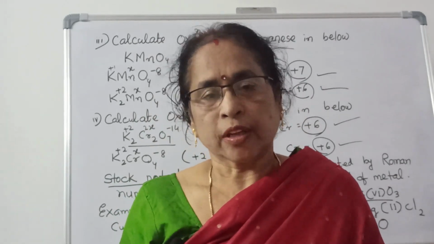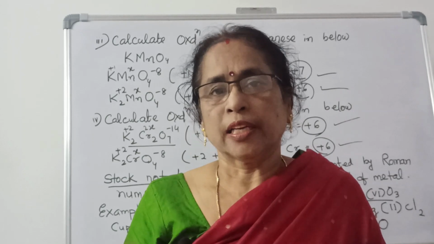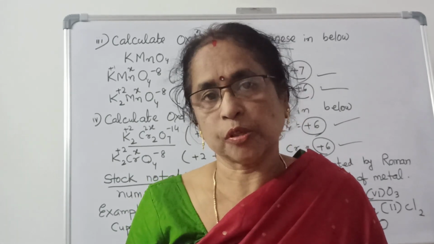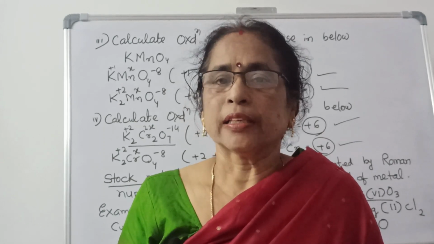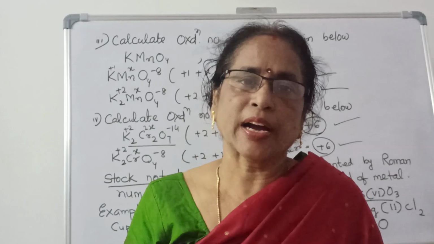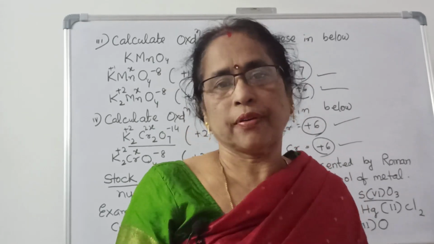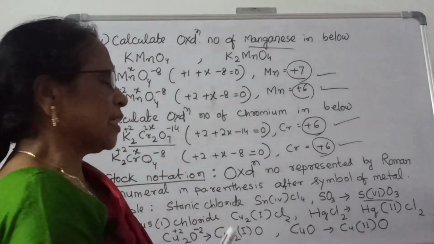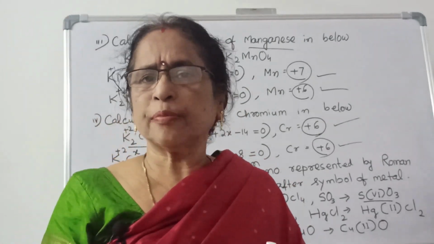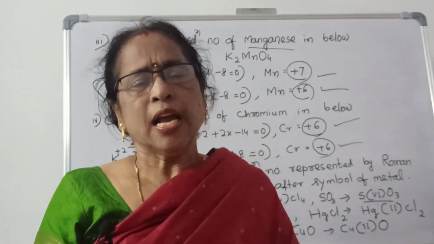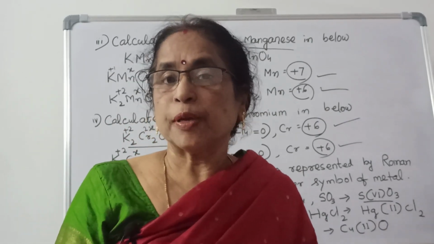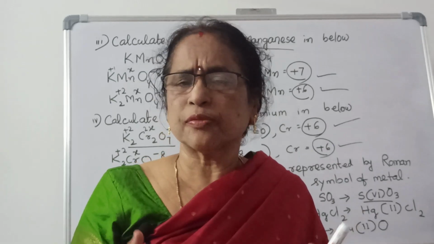These are the questions where we have calculated the oxidation number of different atoms. It is very easy, and for any question in any compound one can find the oxidation number of an atom. Next is, what is stock notation? First we have to calculate the oxidation number, either plus 2, plus 4 like this, and after that we will see what is meant by stock notation. Stock notation is very easy.